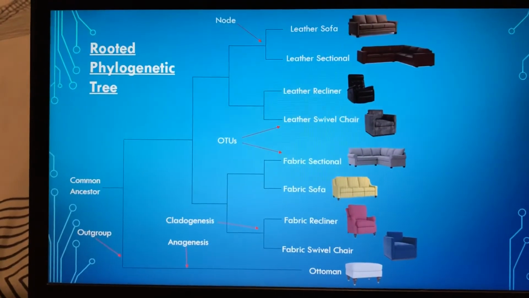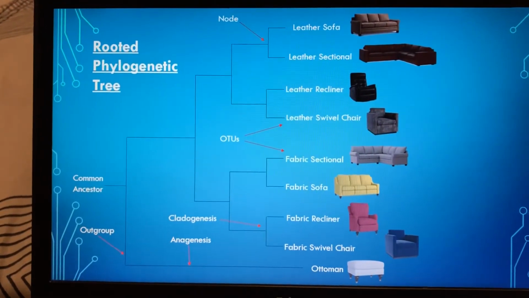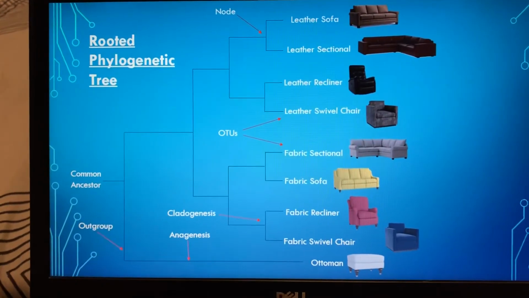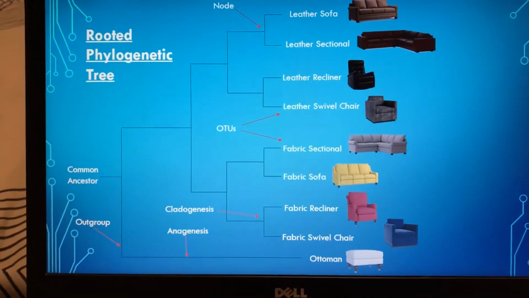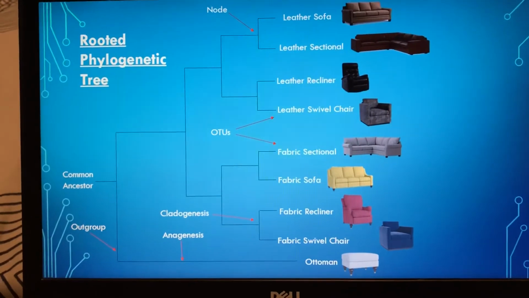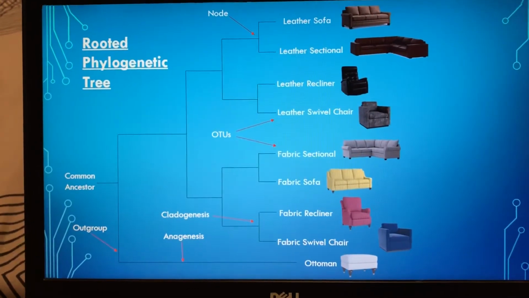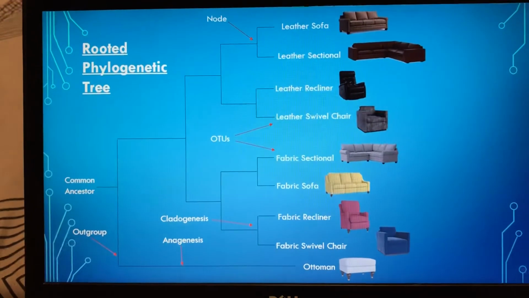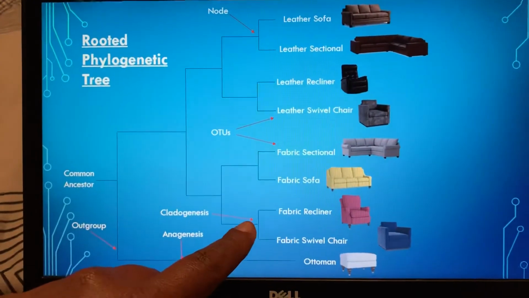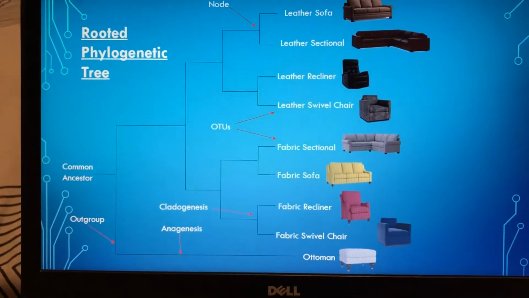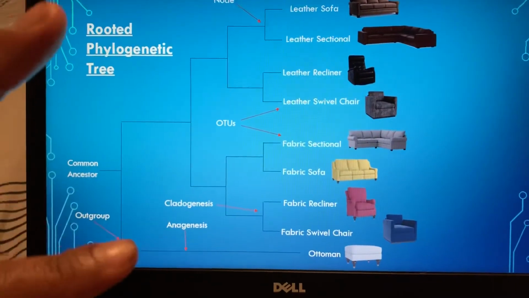Anagenesis is the evolution within a lineage over time. So there's no other common ancestors. It doesn't split anywhere. It's just one continued line of evolution, which is why it's by itself. And then cladogenesis would be the splitting of one lineage into 2 and the continued evolution separately. So like in this case, fabric recliners and fabric swivel chairs split off and they will continue to evolve separately.